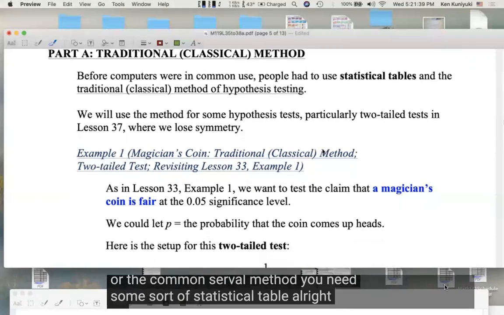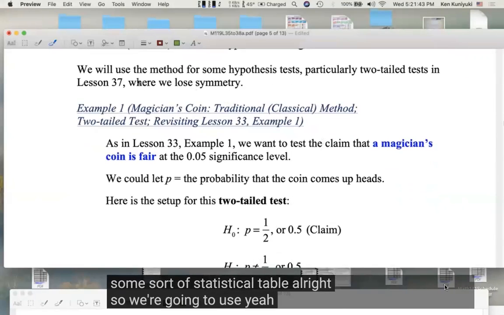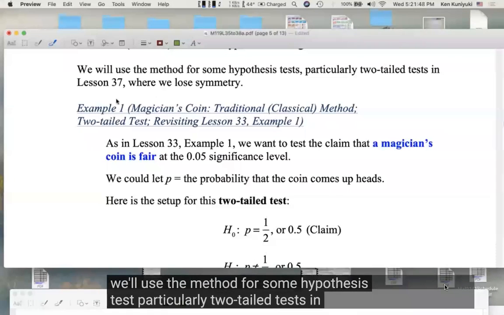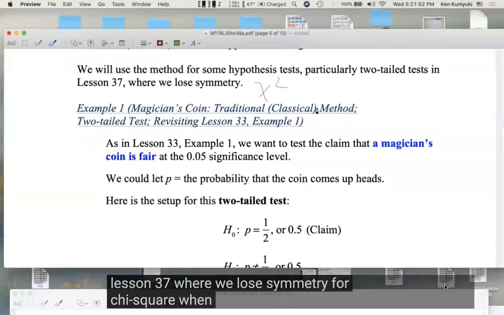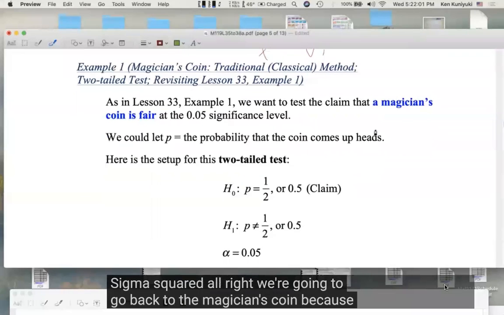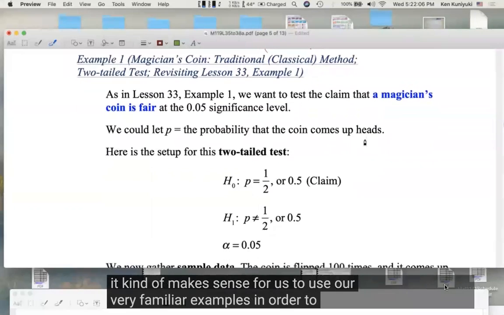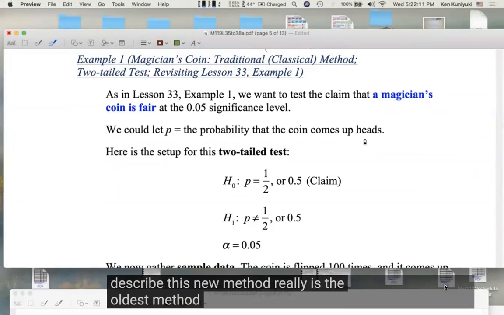So as I said, we'll use the method for some hypothesis tests, particularly two-tailed tests in lesson 37, where we lose symmetry for chi-square, when we analyze sigma and sigma squared. All right. We're going to go back to the magician's coin, because it makes sense for us to use our very familiar examples in order to describe this new method. Really, it's the oldest method.